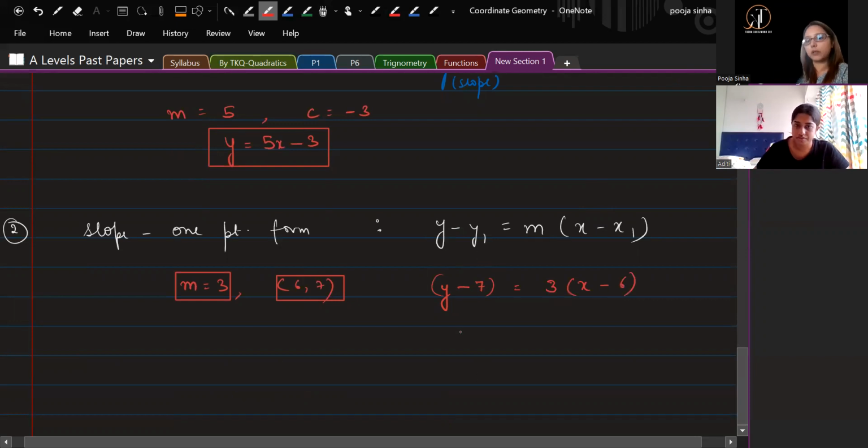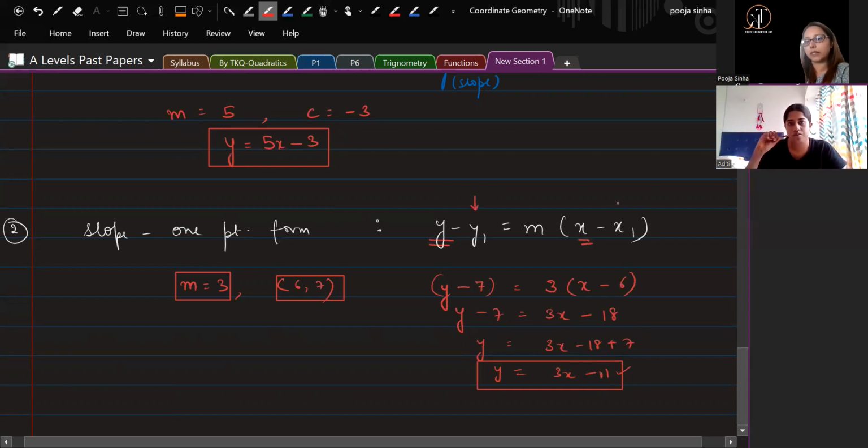Now let's open the bracket. Y minus 7 is equal to 3x minus 18. So y is equal to 3x minus 18 plus 7, which is equal to 3x minus 11. That's your final answer. So you got your y-intercept after solving it. We never substitute anything into this y and x; we always substitute into y1 and x1. Clear?